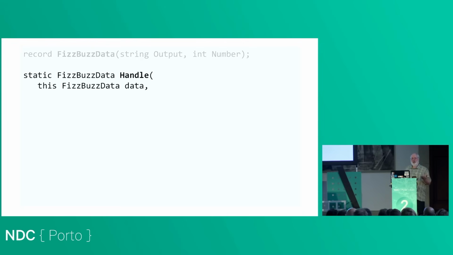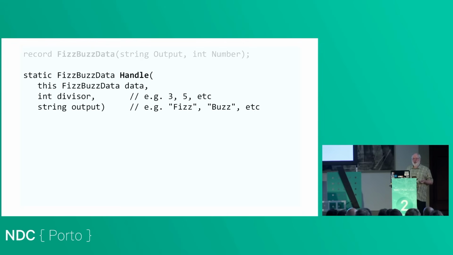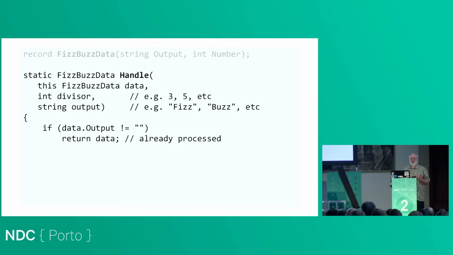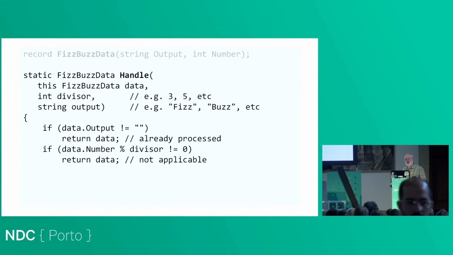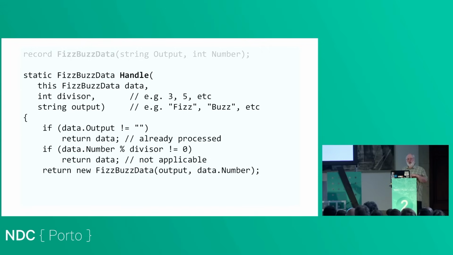So let's see how we handle something, right? So I pass in the data structure, and it's an extension method because this is C#. The number I'm dividing by and the output that I want to have, fizz or buzz, whatever. So if it's already been processed, if it's not empty, I'm going to do nothing, just return the data. If it's not divisible by the thing, it's not applicable, I'm going to return the thing. Otherwise, I'm going to create a new version of the data structure and I'm going to put the output in it. Right? So now it's been handled. So that's my handler.